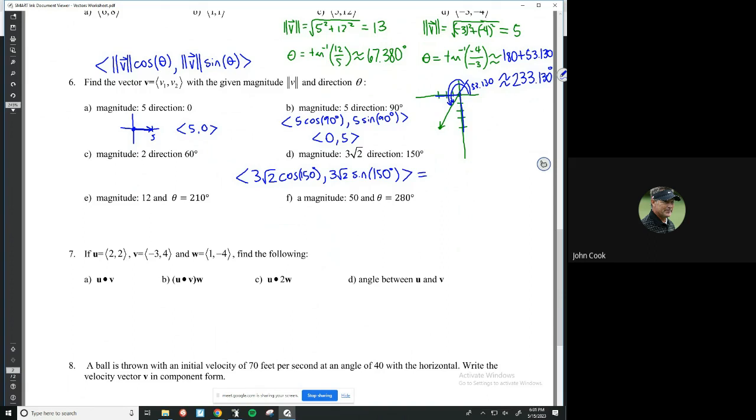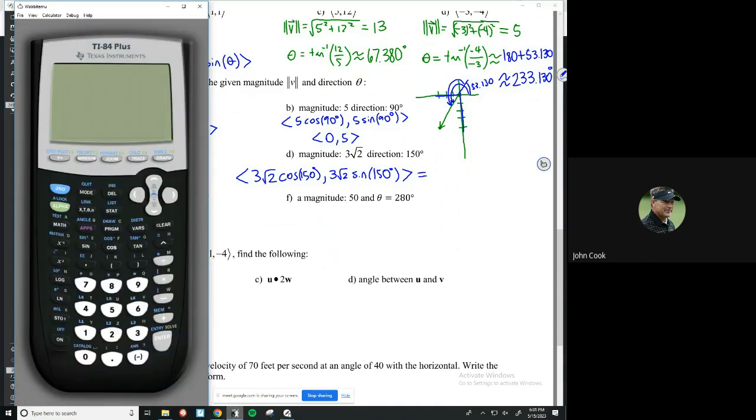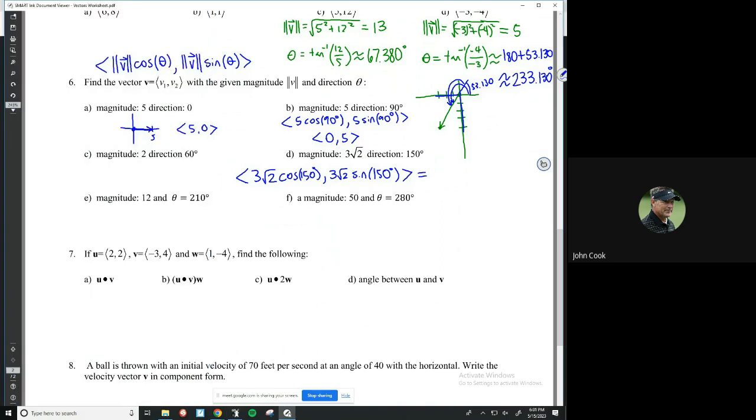Okay, so then I just use my calculator for this. Wait, no, I don't need that. I know my unit circle. So let's see, cosine of 150, that's negative square root of 3 over 2. So this is 3 square root of 2 times square root of 3 over 2. Right? Isn't that right?